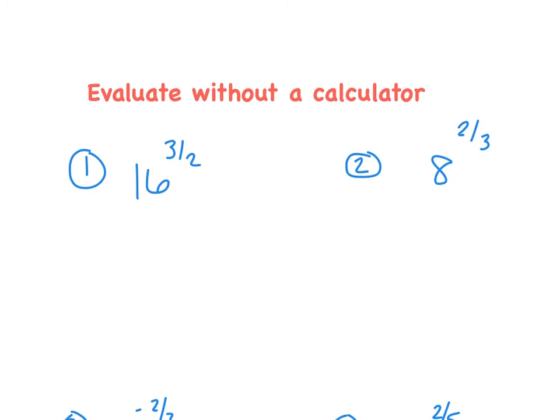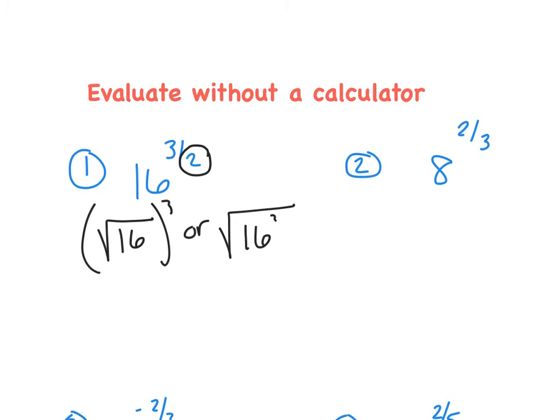So evaluate without a calculator. Okay, so again, 16 to the 3/2. I'm going to rewrite it, and I'm going to start with the name of the root. So I'm going to say this is really the square root of 16. Okay, and then I'm going to cube it. So I could put the cube there, or I could say it's the square root of 16, and the cube could go inside. I want you to write both down, because you don't know how you'll see it, but either one is the same thing.